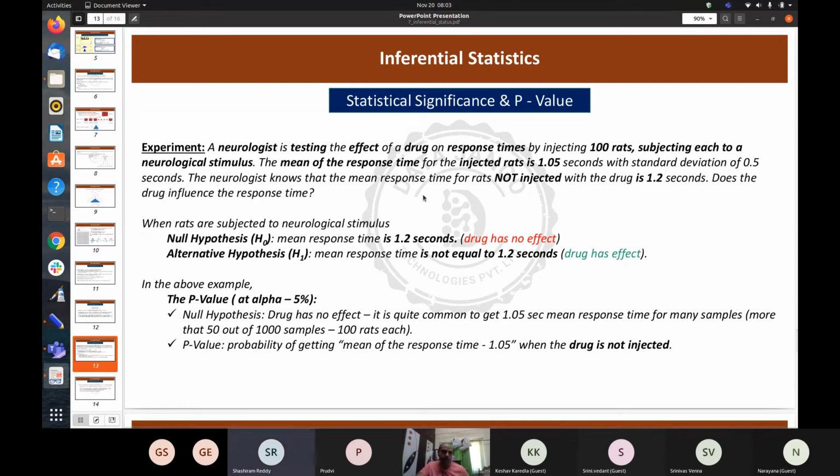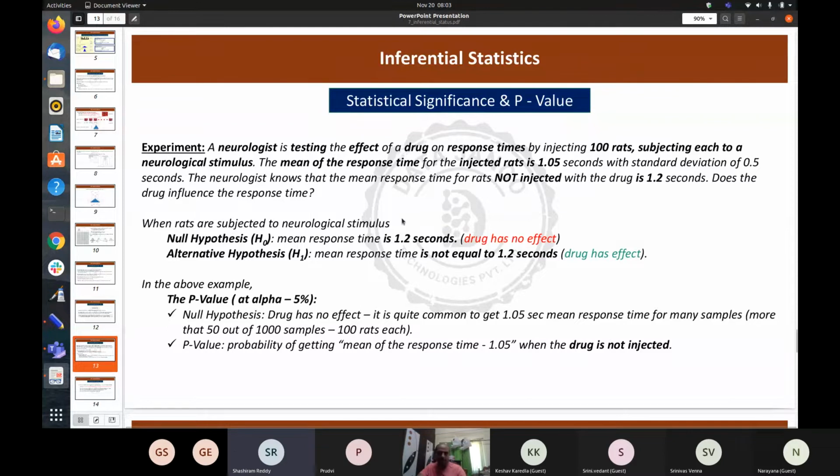So we need to take the generally accepted fact. The new thing is the drug, right? So the drug has no effect. That is the null hypothesis. What we know is the mean response time is 1.2 seconds only. When I say the mean response time is 1.2 seconds only, indirectly I am saying that the drug has no effect. That's the null hypothesis. Whatever is generally known, researchers are trying to nullify. That's why we call it the null hypothesis. When you nullify this, then your new drug is significant.